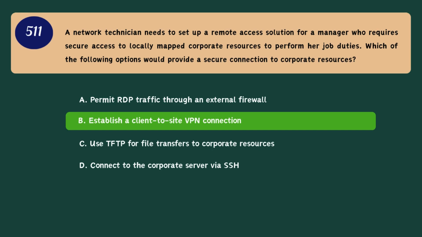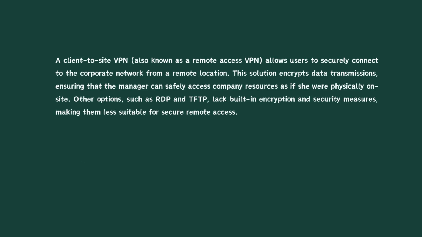Correct answer. B. Establish a client-to-site VPN connection. A client-to-site VPN, also known as a remote access VPN, allows users to securely connect to the corporate network from a remote location. This solution encrypts data transmissions, ensuring that the manager can safely access company resources as if she were physically on site. Other options, such as RDP and TFTP, lack built-in encryption and security measures, making them less suitable for secure remote access.